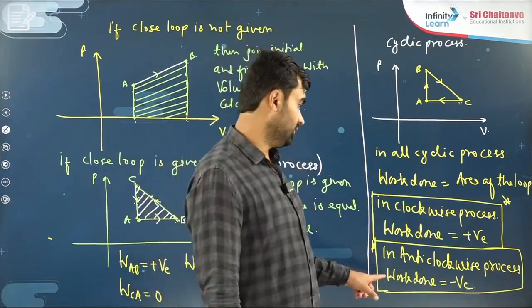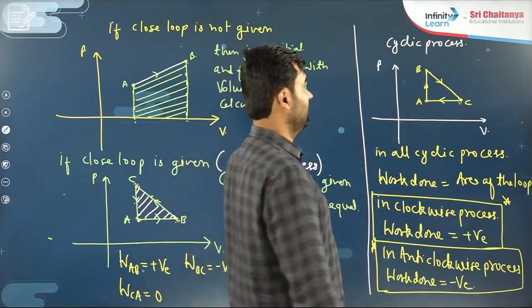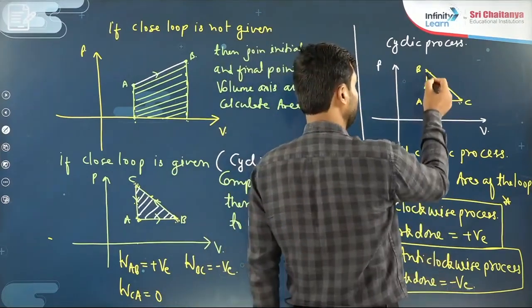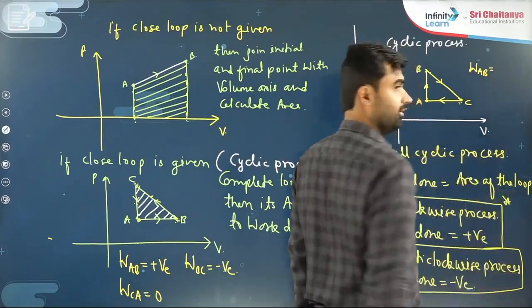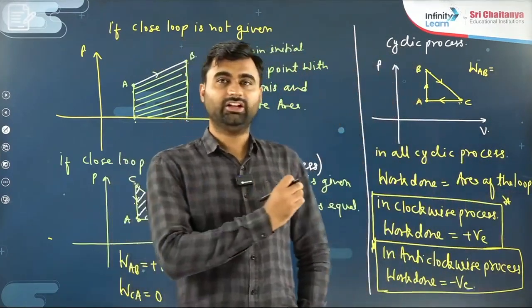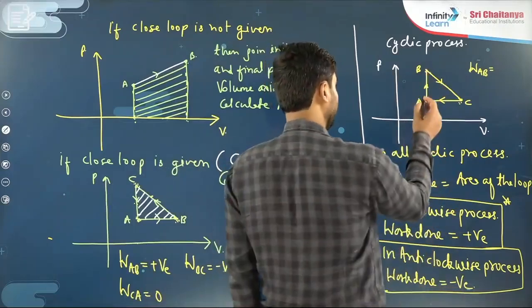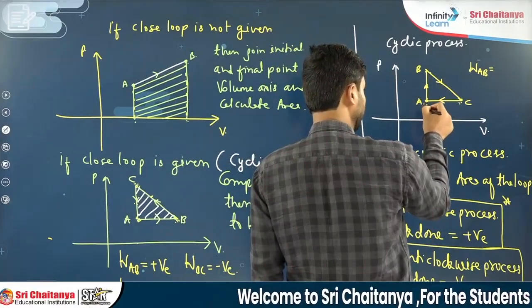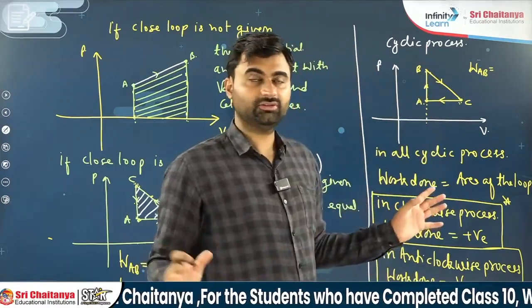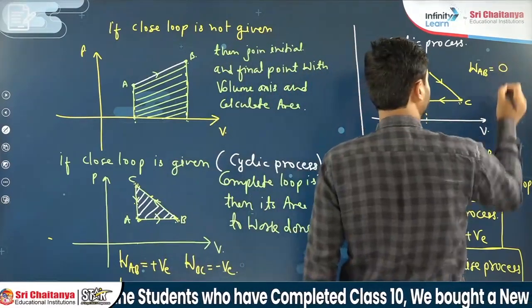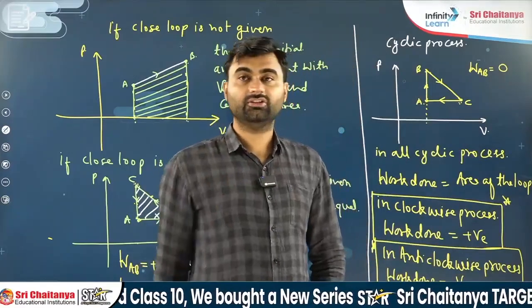Understood? So here work done negative, here work done positive. Again understand how we can say positive. Can you tell how much work done for the A to B process? Send your response. A to B volume is constant. Here for this part volume is not changing. If volume is not changing, then work done is 0. Why? Because work done is equal to the integration of P dV, and dV is change in volume.